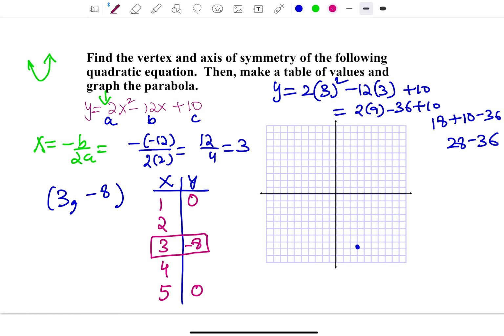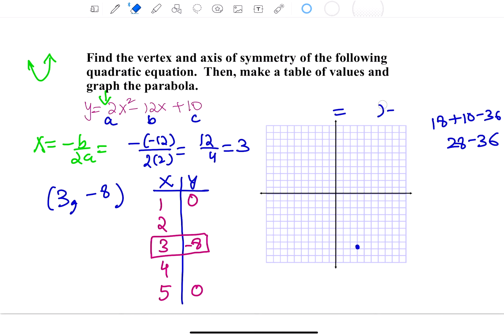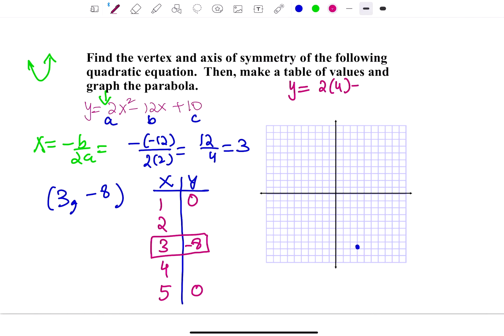Now I want to think about when x is 2, what is y equal to? So let's go ahead and replace x by 2 in the original equation. When x is 2, y is going to equal 2 times 4 minus 24 plus 10. 8 minus 24 plus 10, which is 18 minus 24. That's going to be negative 6. Let's go ahead and mark these points and connect the dots, and that would be our parabola.